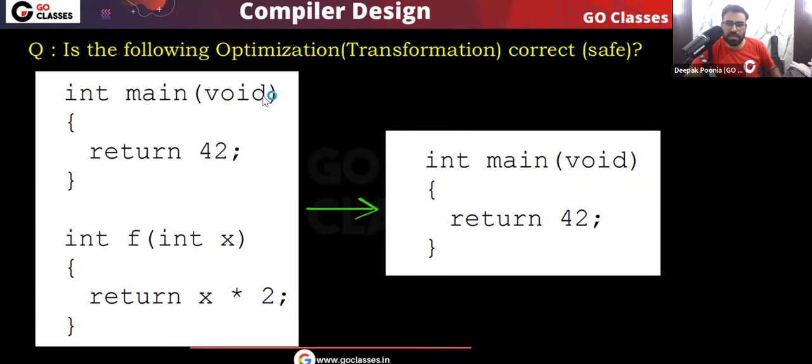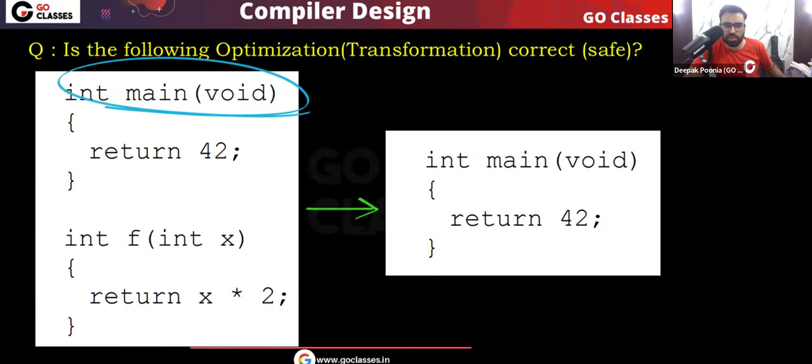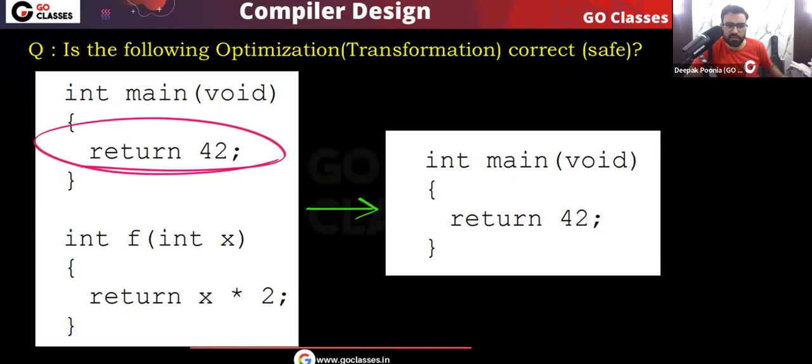You can easily see in the C language, here we have the main function, here we have function f. And if you remember, in a C program, the main function is the starting point of the execution. When we execute a C program, the execution will start from the main function. This main function will be executed first, and you can see this main function is not calling function f, yes or no? We will start the execution from the main function. In the main function, we are just returning 42, and we are not calling function f at all.